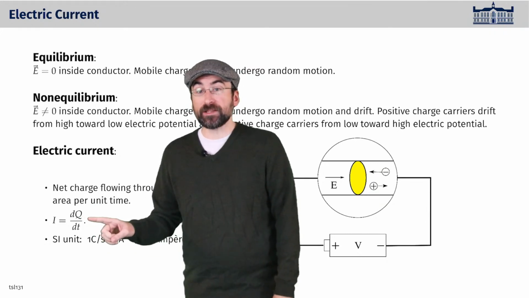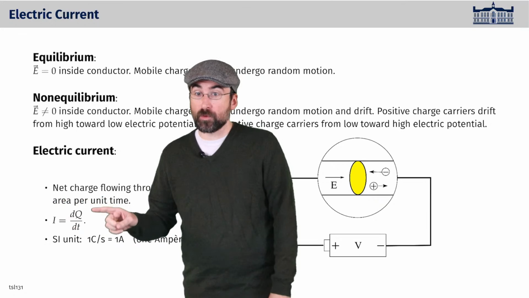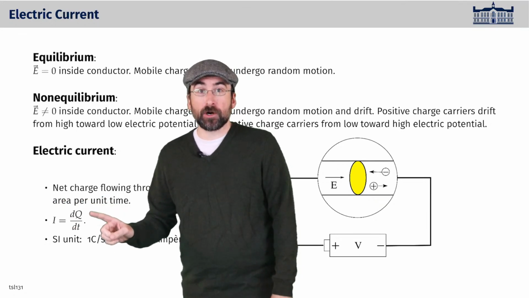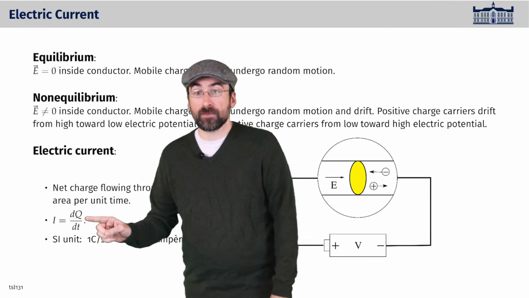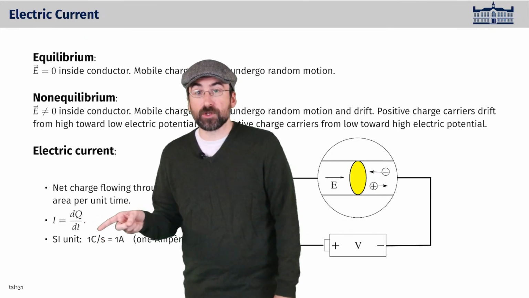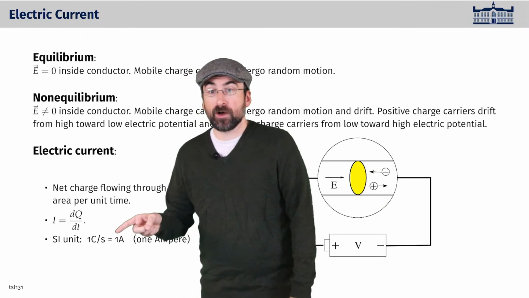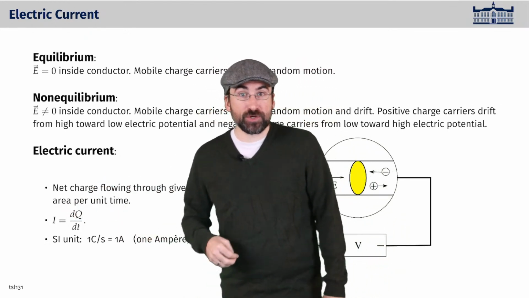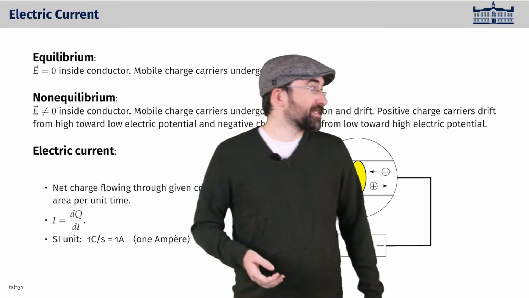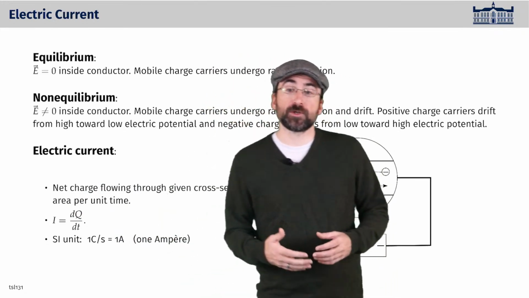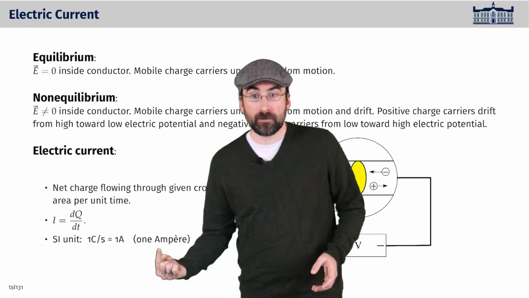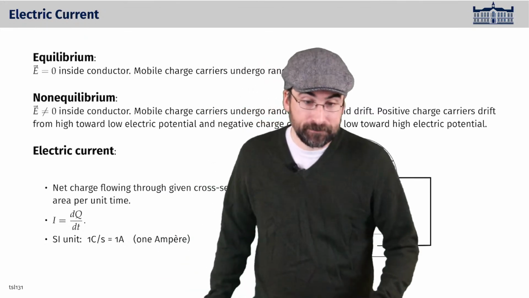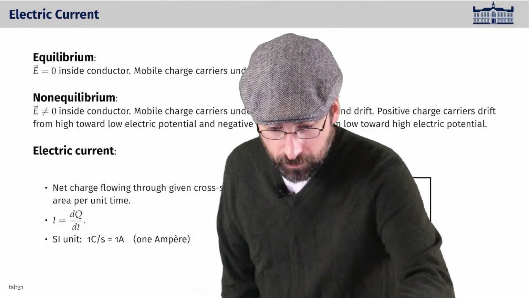Now, we can read the unit of current right off of this equation. It is charge per time, so that is coulombs per second. But we give a special name to the coulomb per second unit. We call that 1 ampere. And so current is measured in amperes. With that said, you might also hear me refer to it as the shorthand version of just amps.